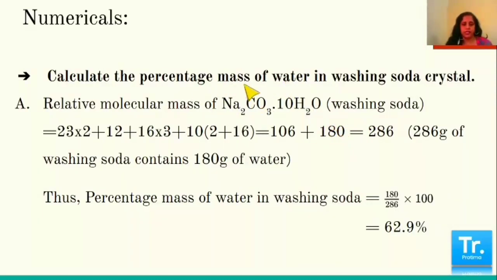So the percentage mass of water will be mass of water by molecular mass into 100. So 180 by 286 into 100. You will need a little calculation for all the numericals in this chapter, and you can directly write the answer showing the calculation in the rough column.